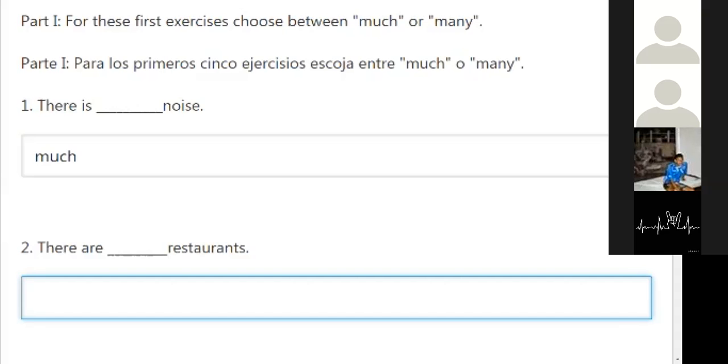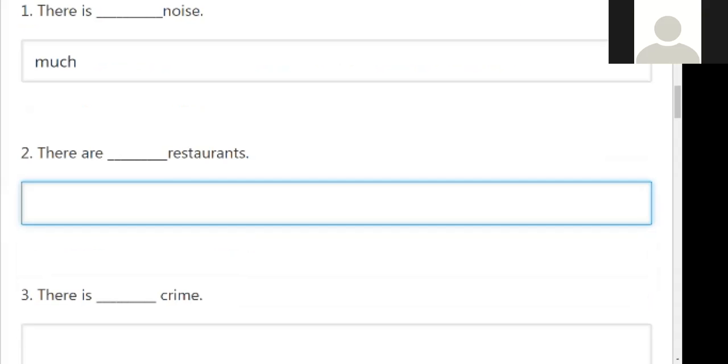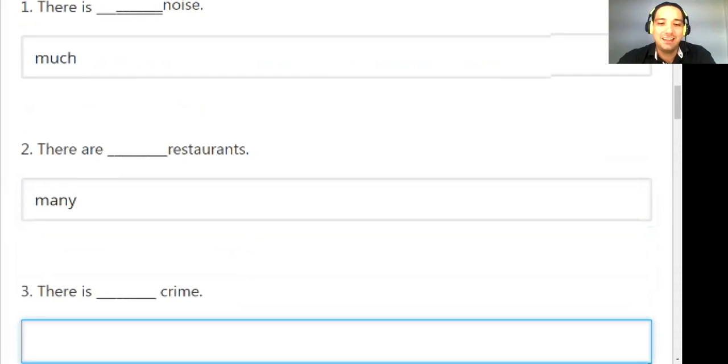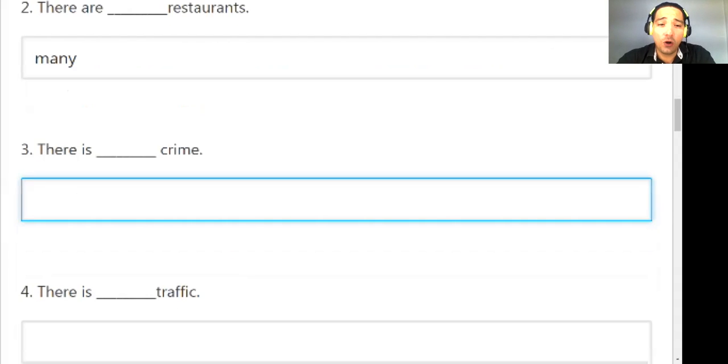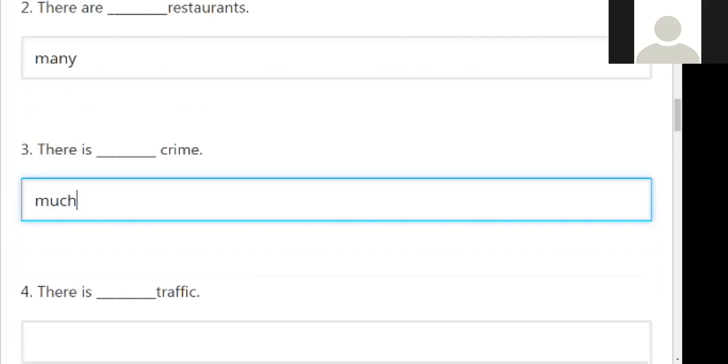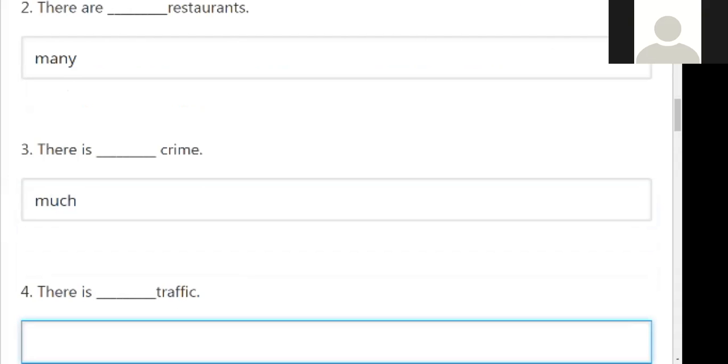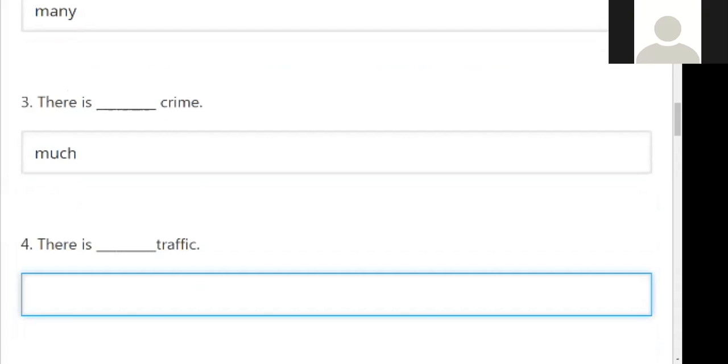Iris Palacios. Hello. There are much restaurants or there are many restaurants? There are many restaurants. Perfect. Very good. Hey, there is much crime or there is many crime? There is much. Many? Bueno, cualquiera de los dos. Depende dónde.